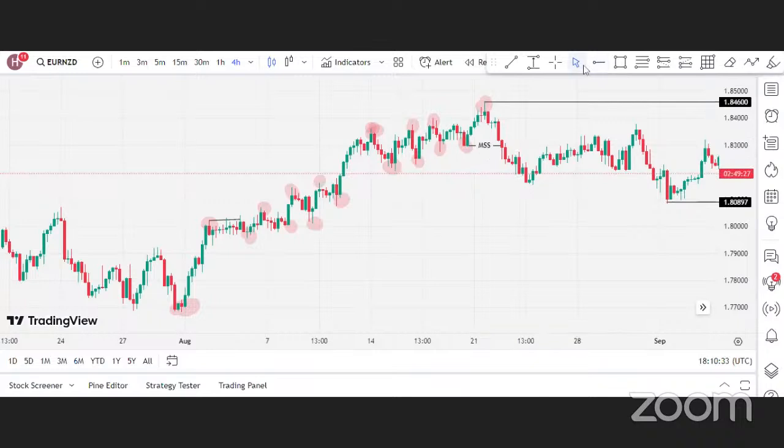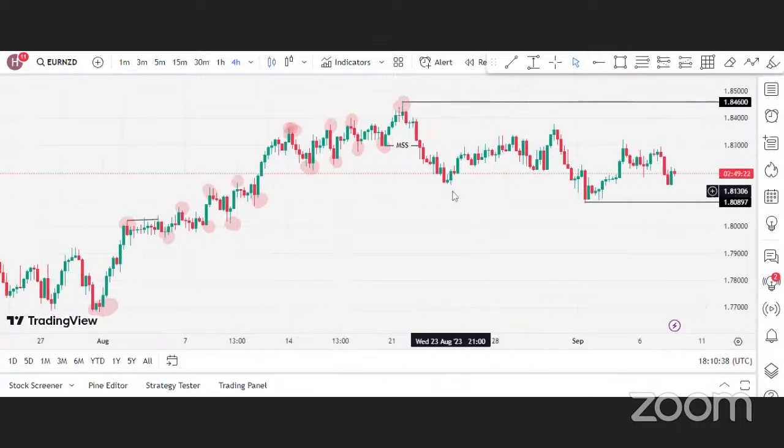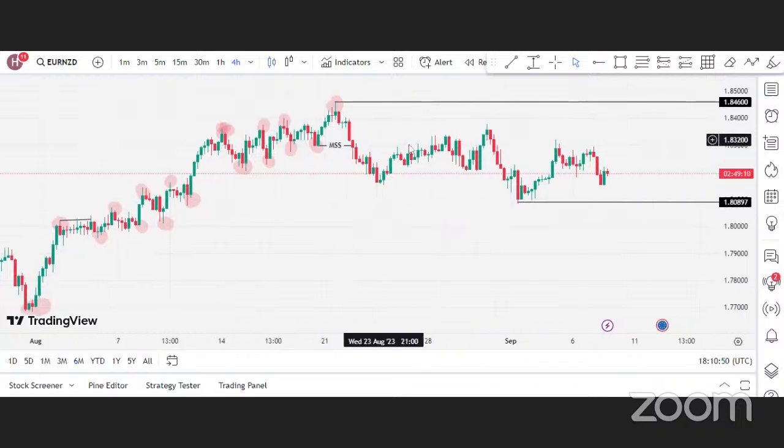So now we have a downtrend. Now that we have a downtrend, we can't just jump into the market just like that. How do we now take an entry from this? How do we take an entry? It is very easy, and you are going to understand it now.